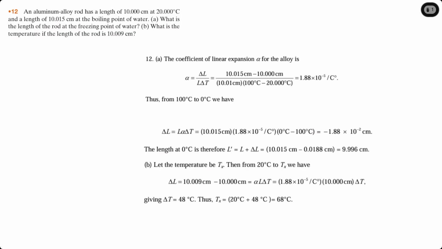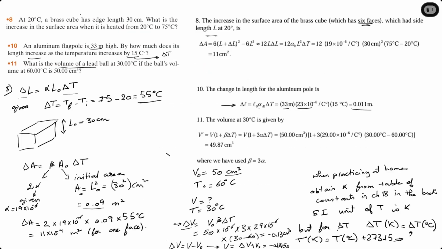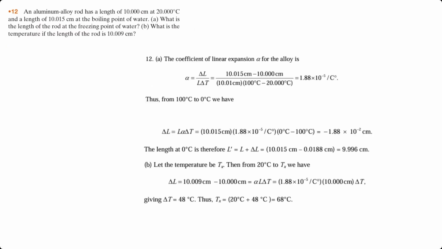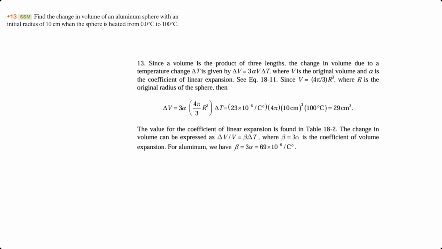Yes. Sometimes I use different symbols from the book. Gamma is for the area. Yeah, so this here is gamma. And for the volume, we use beta. Yeah, it's just a matter of symbol. What matters is that you're aware that one is twice alpha, the other is 3 times alpha. Any other questions?